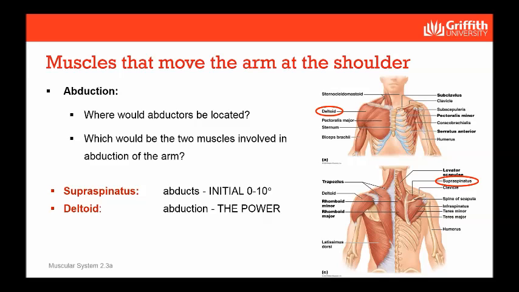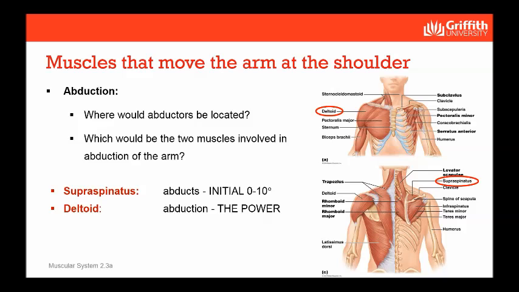Deltoid is a multi-pennate muscle that forms the mass of the shoulder. It originates on the clavicle and the scapula and inserts into the deltoid tuberosity of the humerus. The deltoid is made up of anterior, lateral, and posterior fibers. Lateral deltoid is the prime mover of shoulder abduction and creates the force of movement.